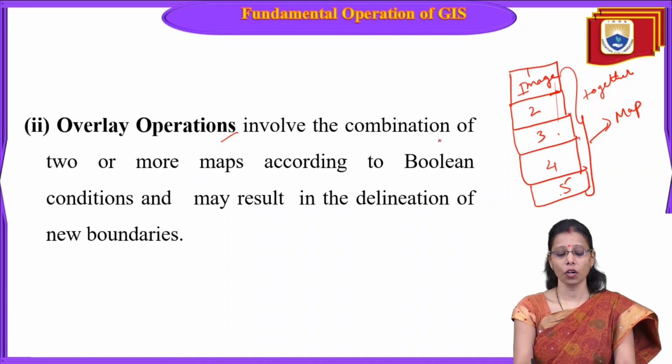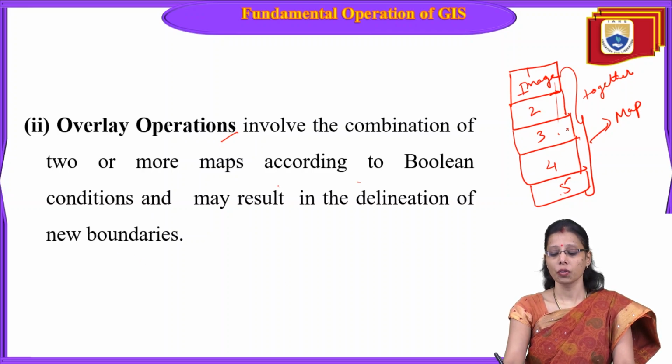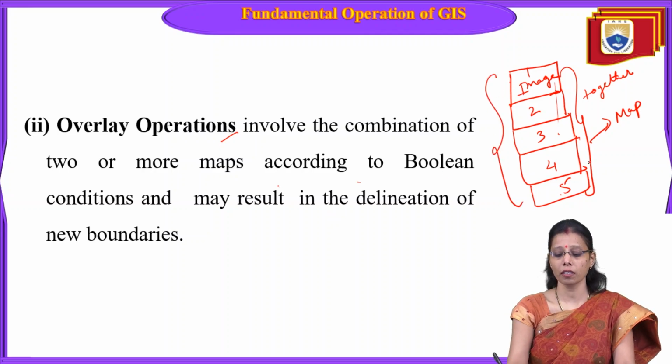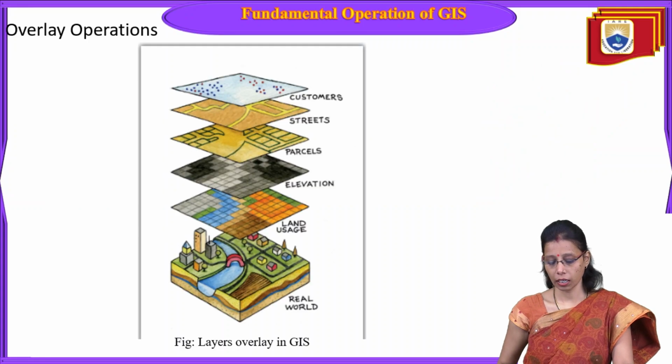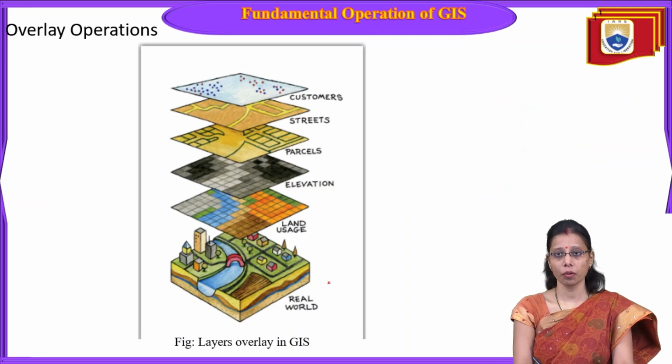It involves the combination of two or more maps according to Boolean conditions and may result in the delineation of new boundaries. So this is the result of the combination of maps. If you combine all these maps together, it will form a single map. This is how I was telling you about it. So this is your real world data.